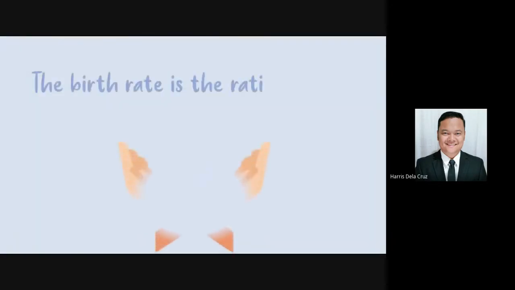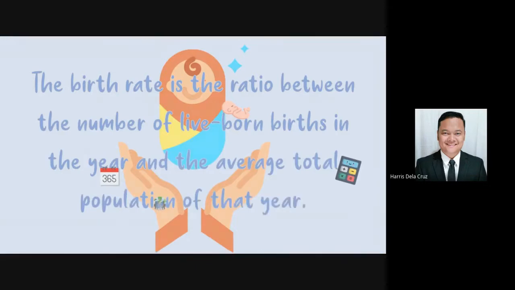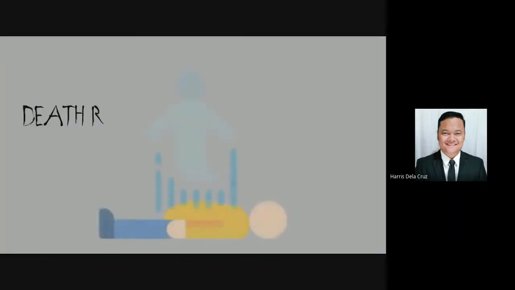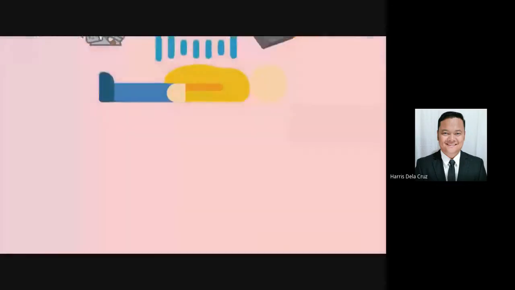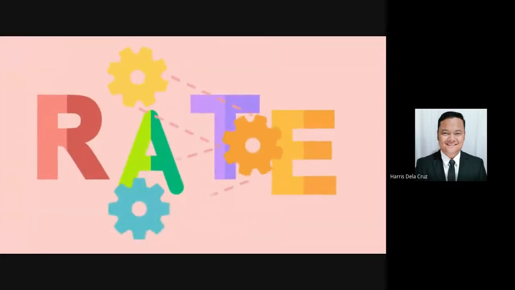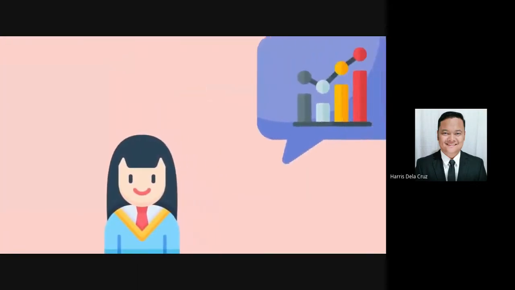The birth rate is the ratio between the number of live-born births in a year and the average total population of that year, while death rates refer to the ratio of deaths to the population. As the term rate is used for it, and the process may seem basic, one can immediately assume that it could be solved merely through statistics.